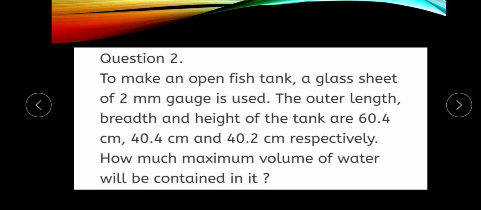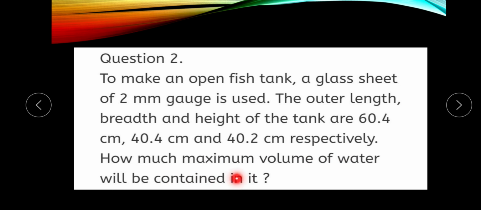So why we need to convert it into centimeter? Because the other things are also given in centimeter. Now, so 2 millimeter will be 0.2 centimeter. That is the thickness of the glass sheet is given. Now we need to find the volume of the water that can be contained in the fish tank.